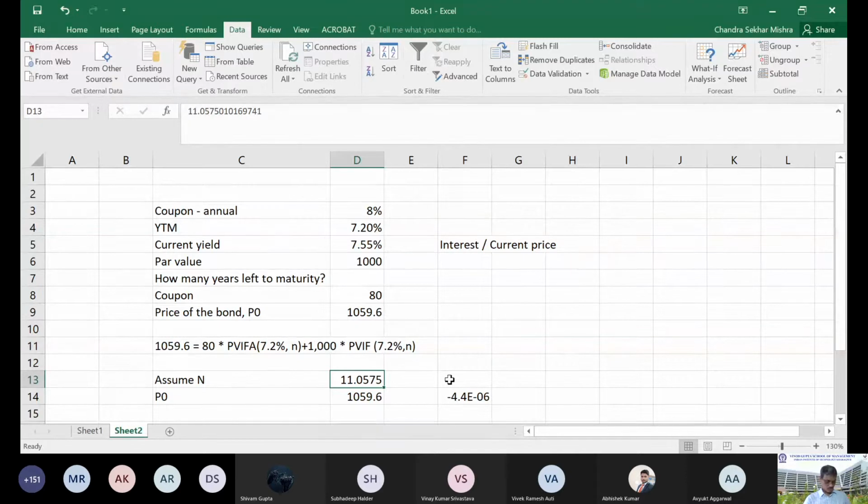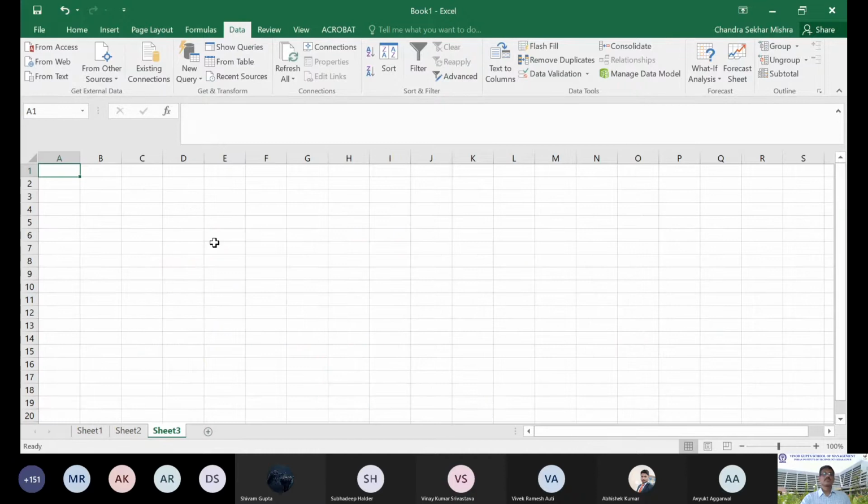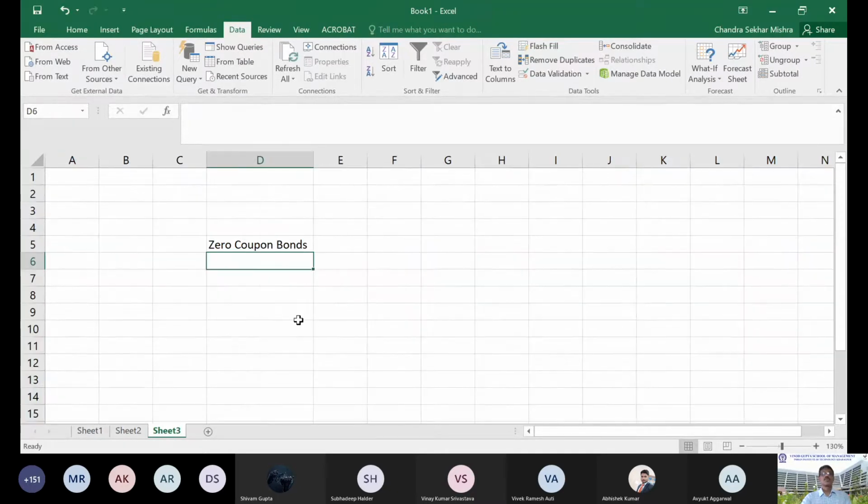Next, by the way, have you heard about a bond called a zero coupon bond? What is a zero coupon bond? I will give an example. Anyone? It pays at maturity. There is no coupon. Exactly. The coupon value is 0.